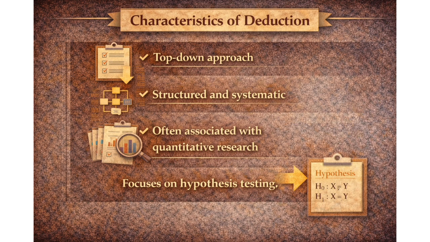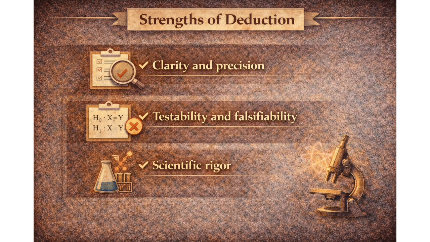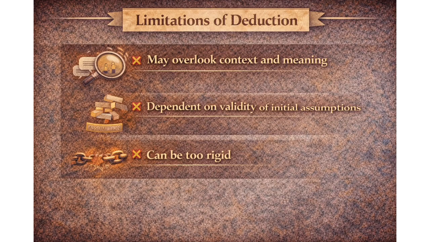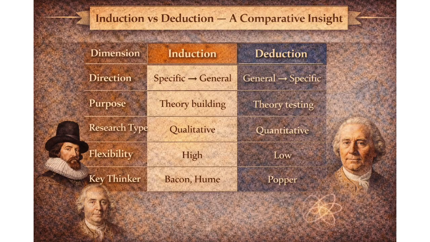Characteristics of deduction. Top-down approach. Structured and systematic. Often associated with quantitative research. Focuses on hypothesis testing. Strengths of deduction. 1. Clarity and precision. 2. Testability and falsifiability. 3. Scientific rigor. Limitations of deduction. May overlook context and meaning. Dependent on validity of initial assumptions. Can be too rigid.